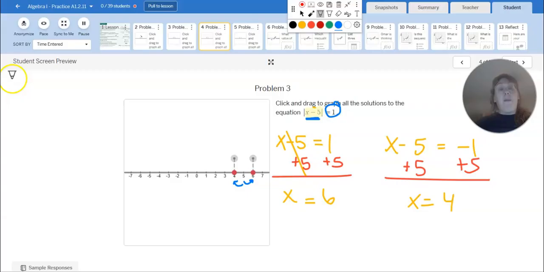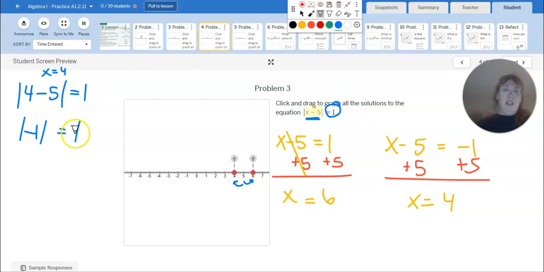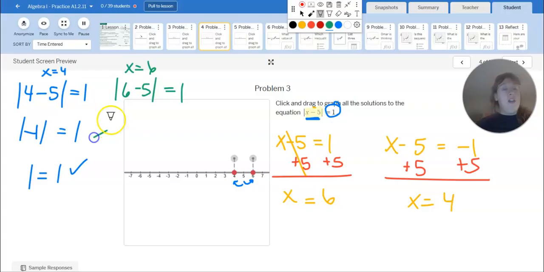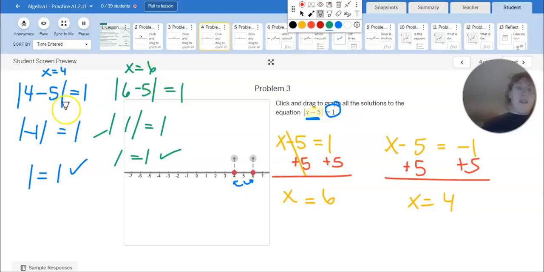So what that means, again, if we plug them in for x, if x equals 4, 4 minus 5 is -1, and the absolute value of -1 is 1. If x is 6, the absolute value of 6 minus 5, well, 6 minus 5 is 1, and the absolute value of 1 is 1. So these are our two solutions, 4 and 6. Beautiful. When you're all set, push ahead to the next slide.